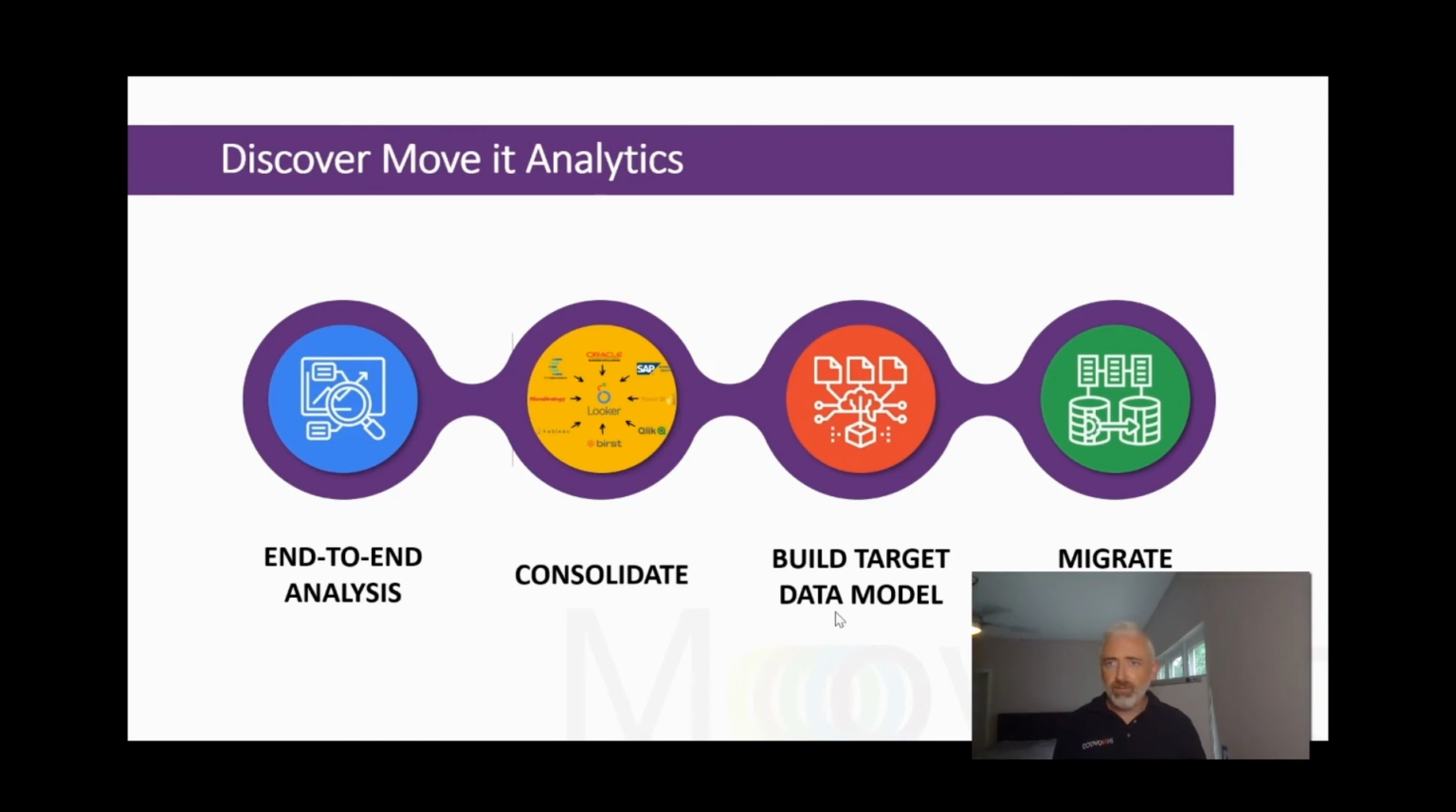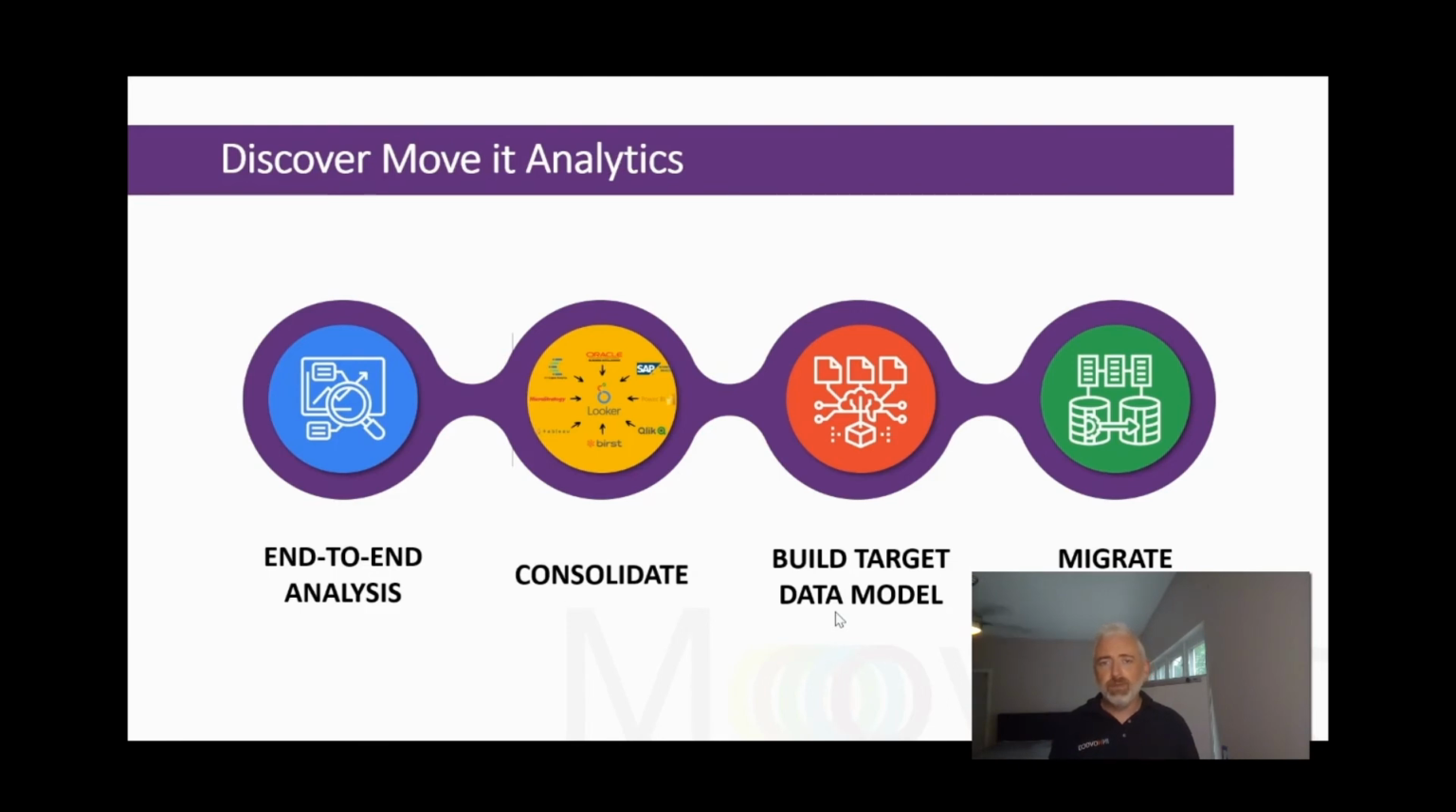Quick overview of our methodologies. Step number one, we need to do a very deep end-to-end analysis of your environment. We need to understand your data sources. We need to understand any ETL or transformations, how relevant they are and how complex they are. And then also your end-to-end technology stack. We use an automated tool called the BI Blueprint, which we're going to show you later on.